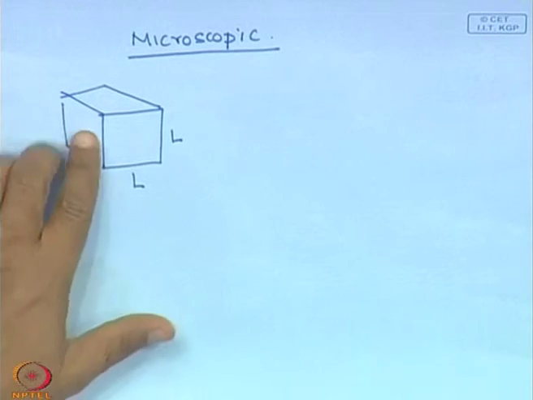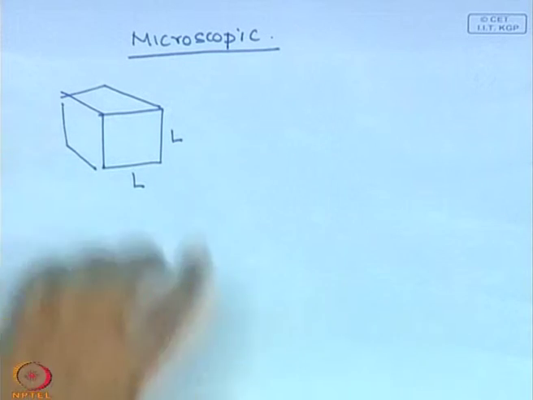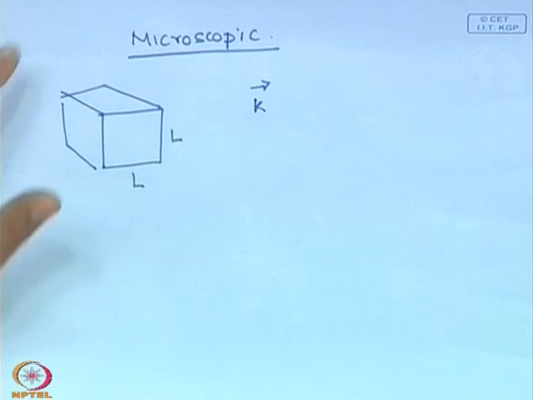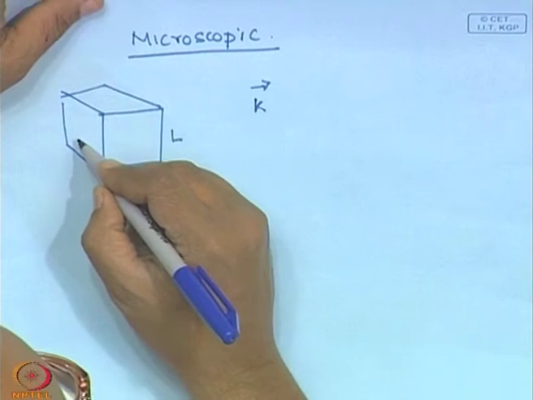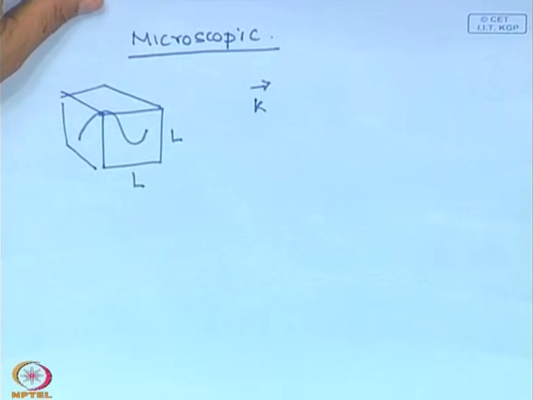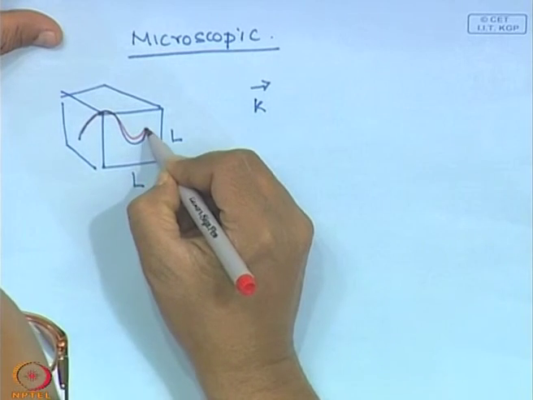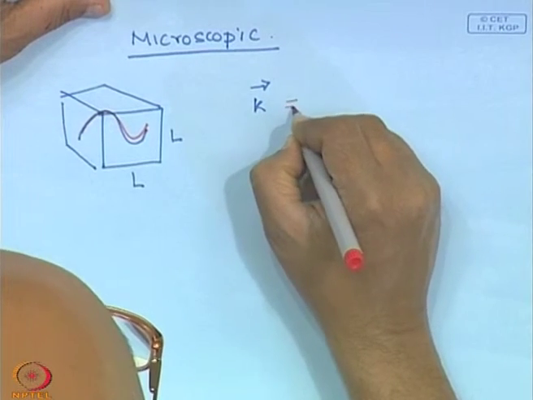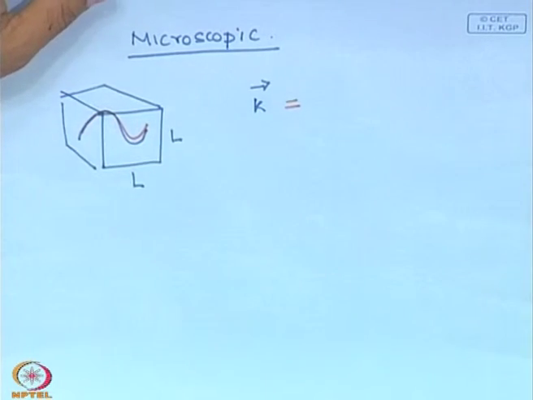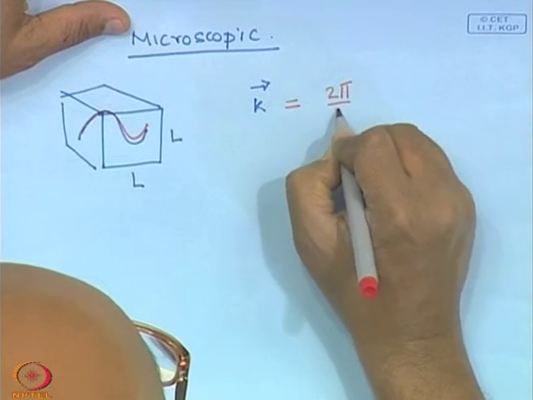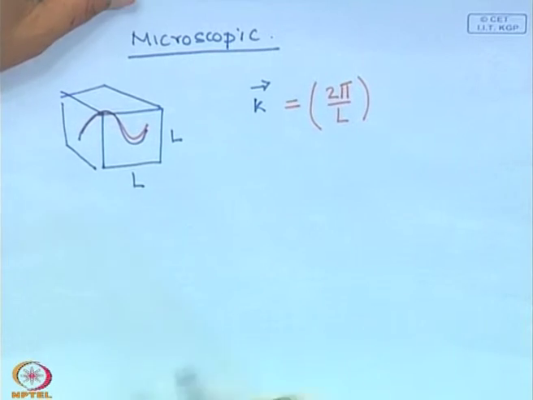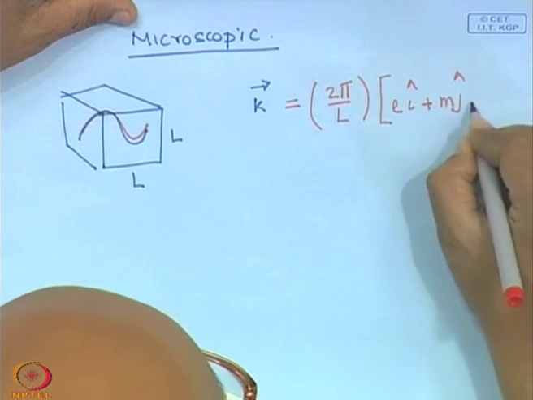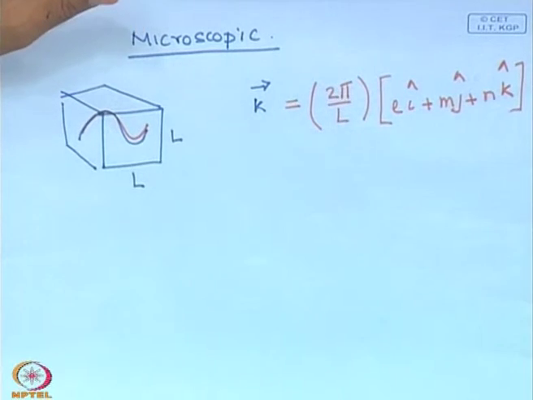If you have periodic boundary conditions, then the wave number of the waves that you can have is going to be restricted, and it will have to be such that one entire wave fits into this box. So, this is one possibility, or you could have two wavelengths fitting into the box, etc. So, the wave vector for all possible electromagnetic waves inside this can be written as 2 pi by L into, let us say, l i plus m j plus n k, where l, m and n are integers.